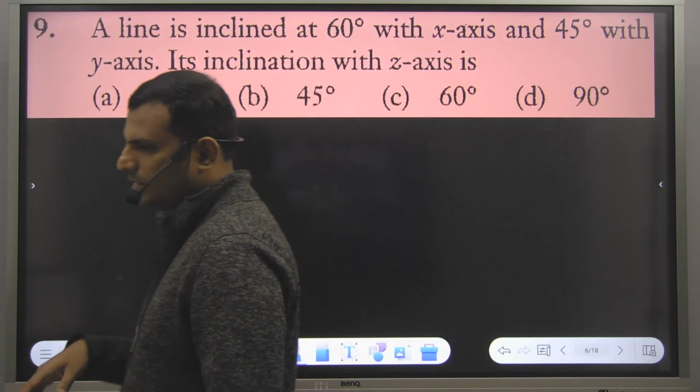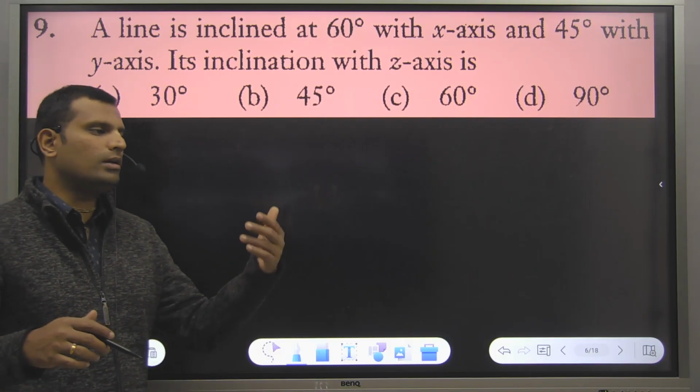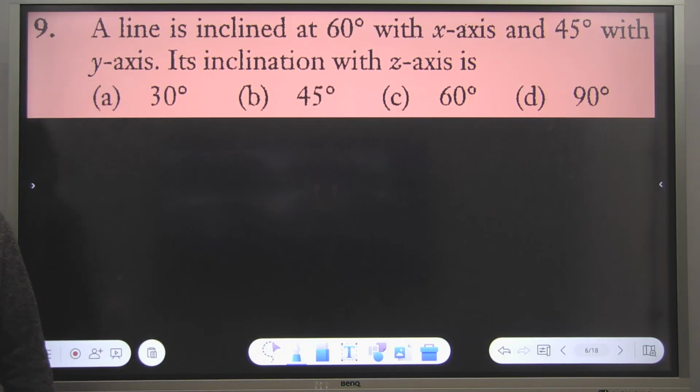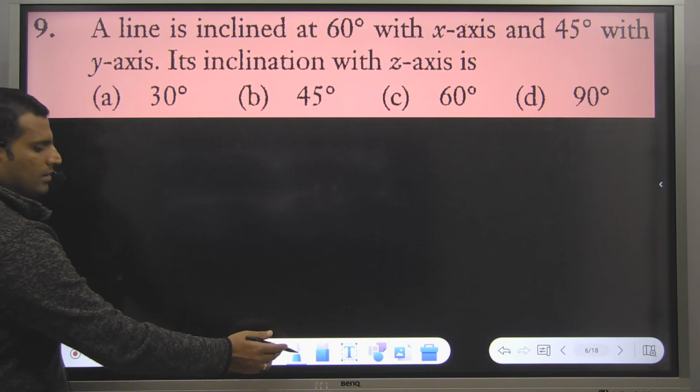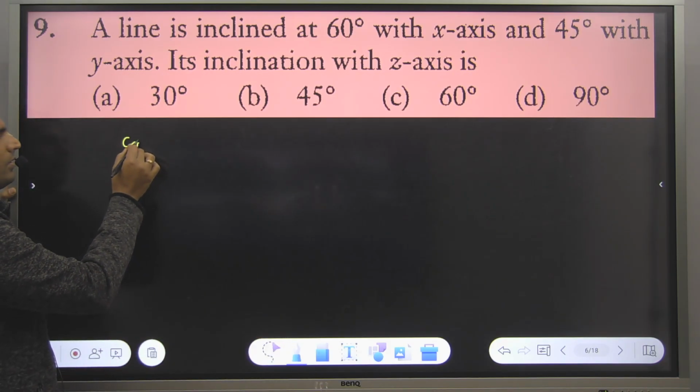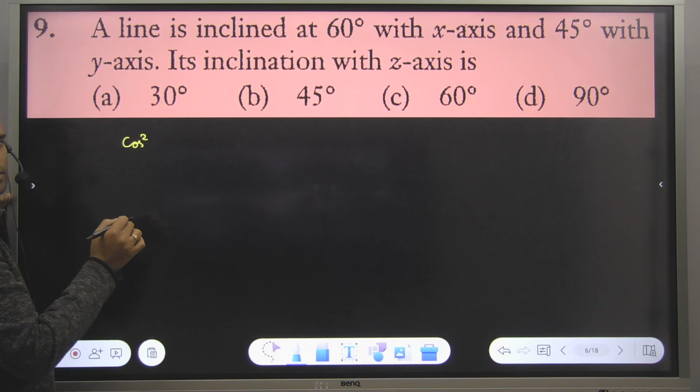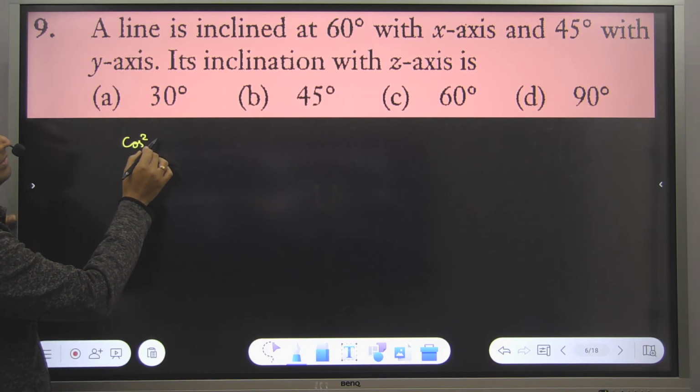Yeah, quickly you answer this. Let's see. Use the poll, everyone. Everyone should answer this. I will not do anything here. One line is making angle 60 degree with x-axis, 45 degree with y-axis. They ask how much it is making with z. So option C, 60 degree, are you sure?